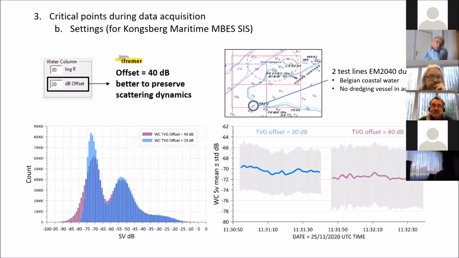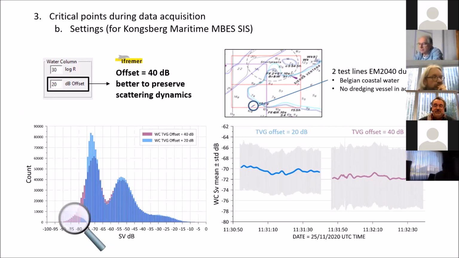But echoes in the water column can be weaker than minus 84 decibel. And in order to capture weak echoes and preserve the scattering dynamic as much as possible, our colleagues from Ifremer recommend setting this offset to 40 dB. So you have to switch this value to 40 dB to really catch the entire scattering signal in the water column. We verified the influence of this offset on the echo value in the water column two months before, and we confirm that that is absolutely true.